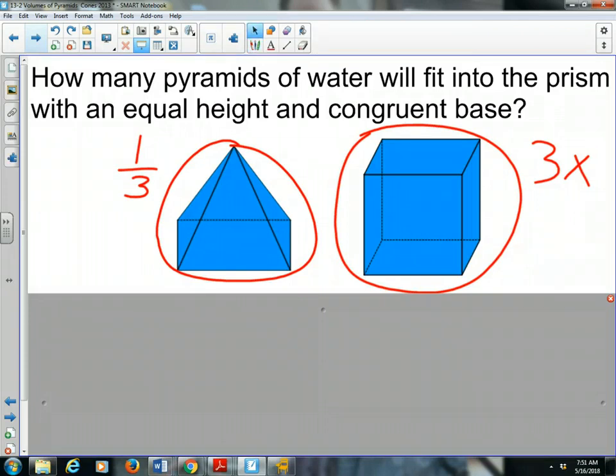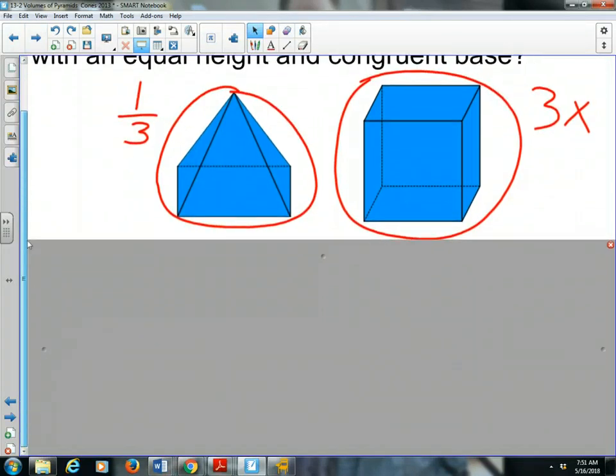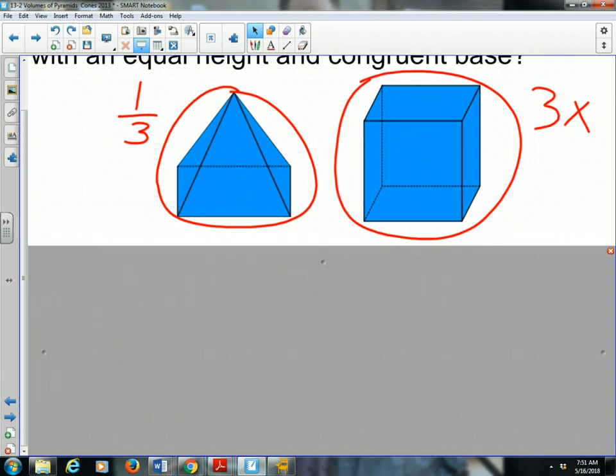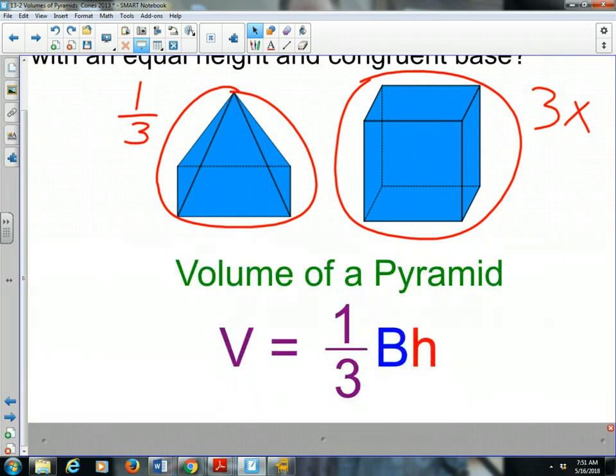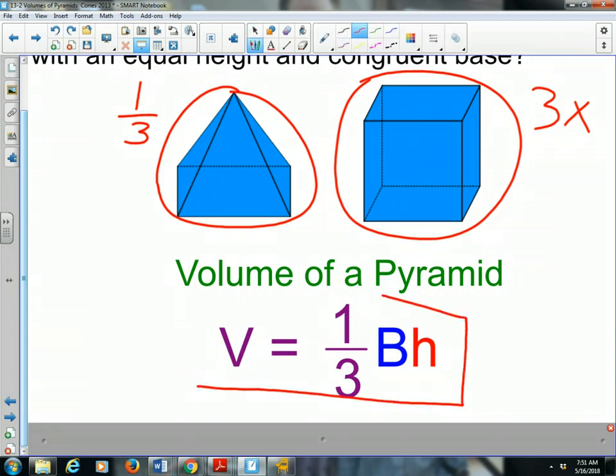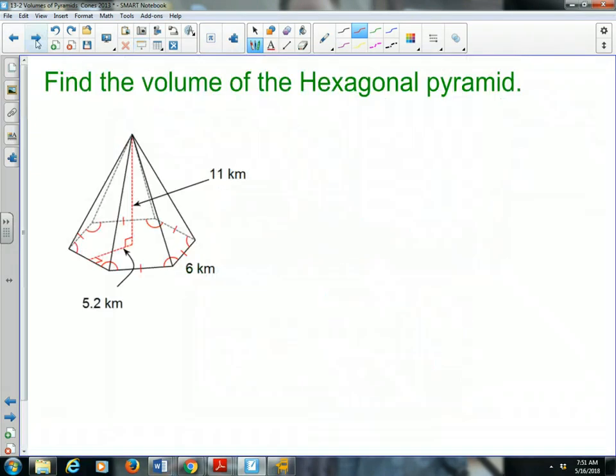So if the volume of a prism is the area of the base times the height, then the volume of a pyramid is 1/3 of that. So this is the formula that you could write in your notes, everybody. The volume of a pyramid is 1/3 the area of the base times the height. Okay? So if you look at this first one, it is a pyramid. It's a hexagonal pyramid. To find the volume is 1/3 of a prism. And the prism is the area of the base times the height.